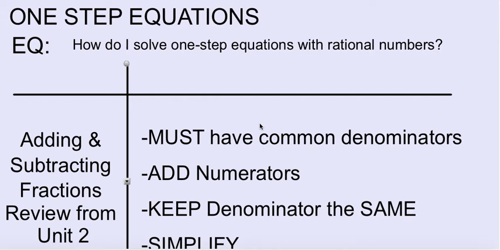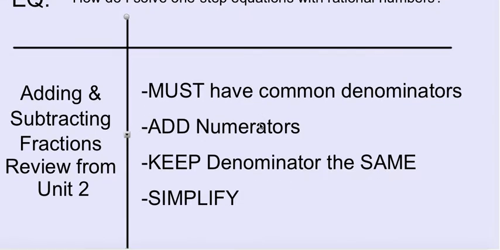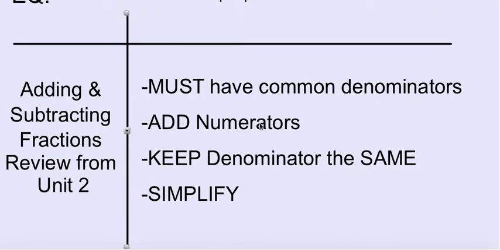Today we are going to work on one-step equations that include rational numbers. It is the same as solving one-step equations with integers, just that we have to remember how to work with fractions and decimals at this time. Remember, when we add and subtract fractions, we must have common denominators. We must add the numerators and keep the denominators the same. Simplify at any chance that you can.